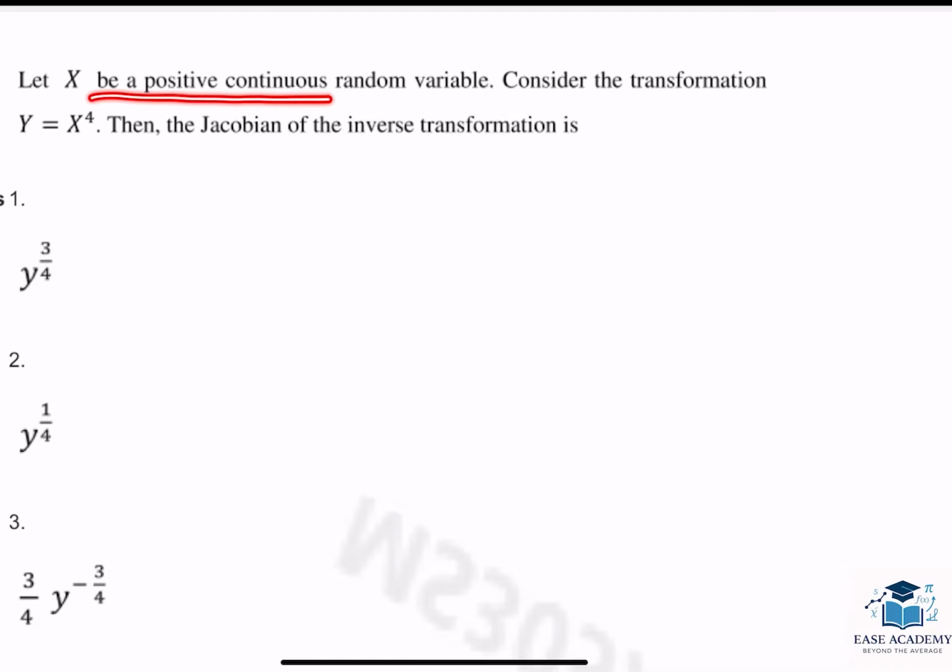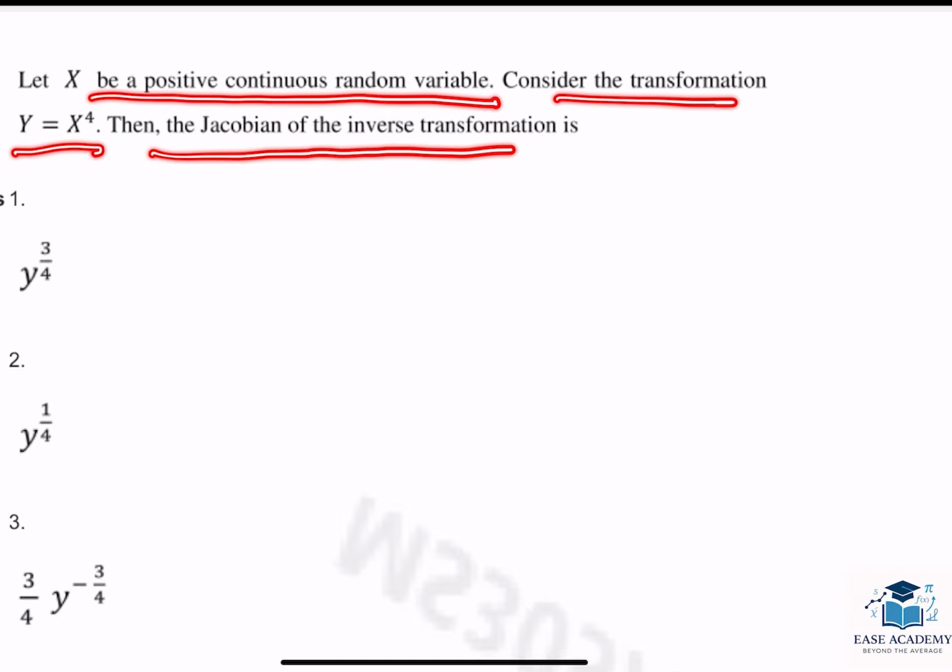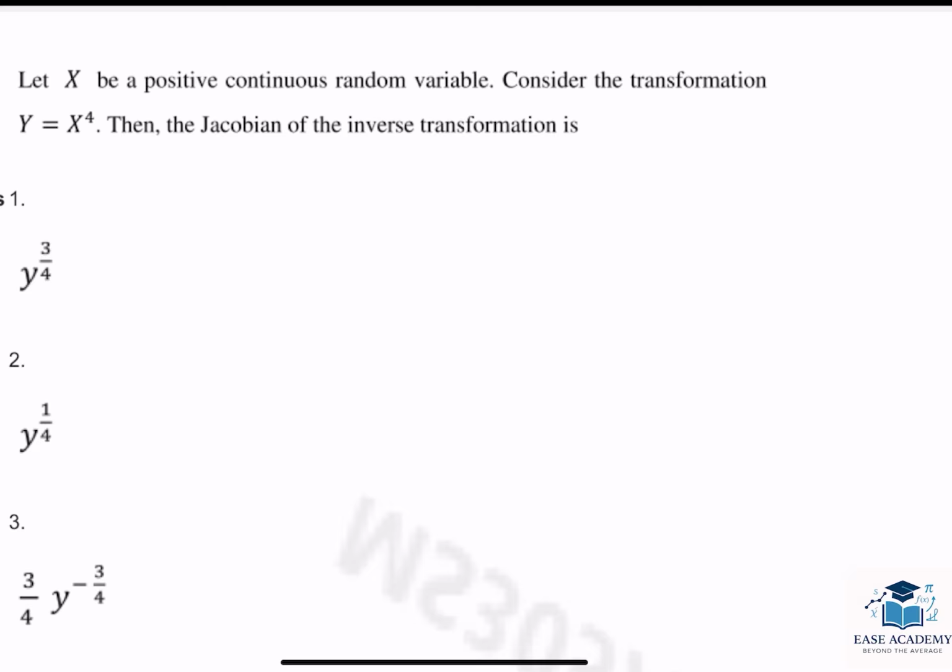Let x be a positive continuous random variable. Consider the transformation y equals x to the power 4, then the Jacobian of the inverse transformation. So we have x be a positive continuous random variable, so it means x is given to be greater than 0.